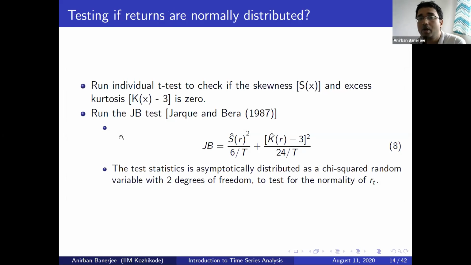For that, we can run an individual t-test. You have heard about the t-distribution and the t-test, I hope. So we can run individual t-tests to check if Sx, the skewness value we got, is equal to 0 or not, or if the excess kurtosis is equal to 0 or not. These are individual tests. A better way to test for that would be the Jarque-Bera test.